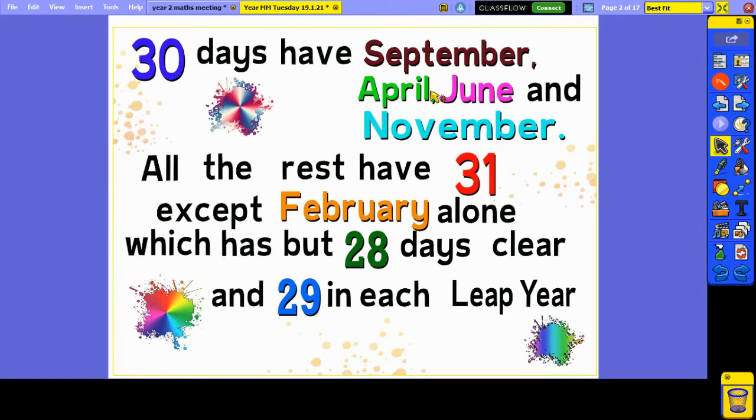30 days have September, April, June and November. All the rest have 31 except February alone, which has but 28 days clear and 29 in each leap year. This helps us remember 30 days in September, April, June and November. Every other month has 31 days except for February.